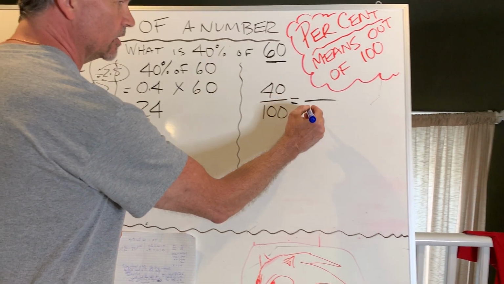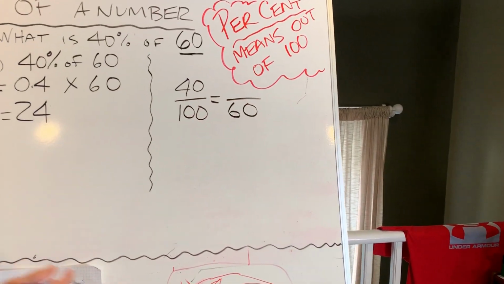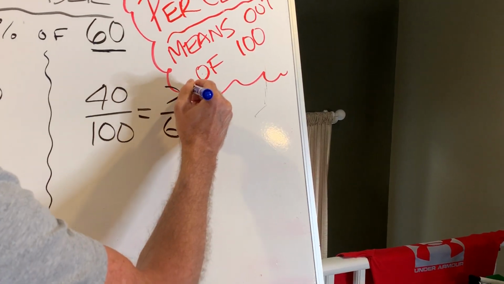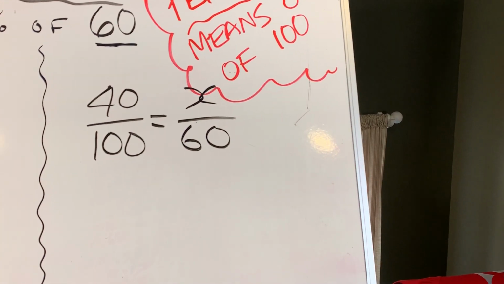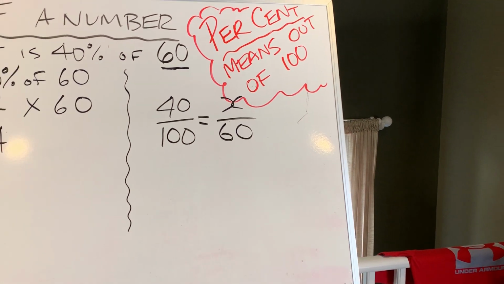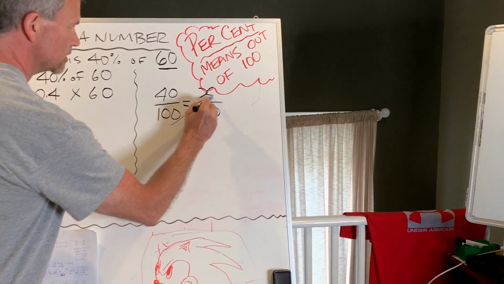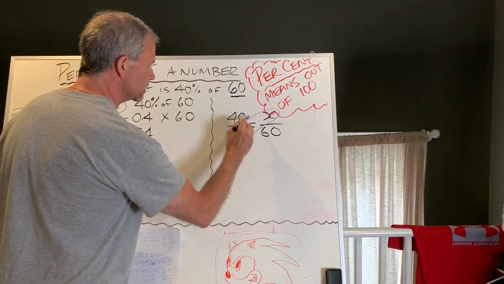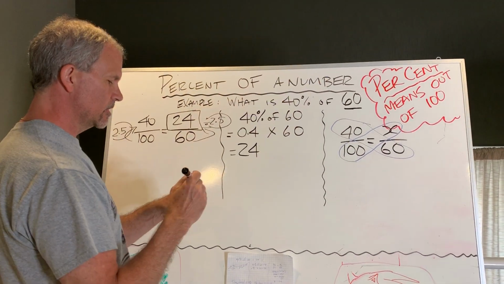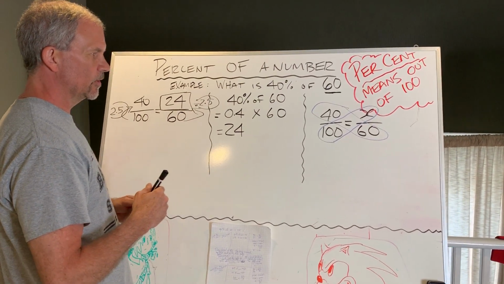We got to decide where the 60 goes. We already decided it goes on the bottom. But here, I'm going to give you a variable. We'll call it x. Okay? Now, when we talk about cross multiplication, think about this. Make a little x out of the numbers that are diagonally situated across from one another.